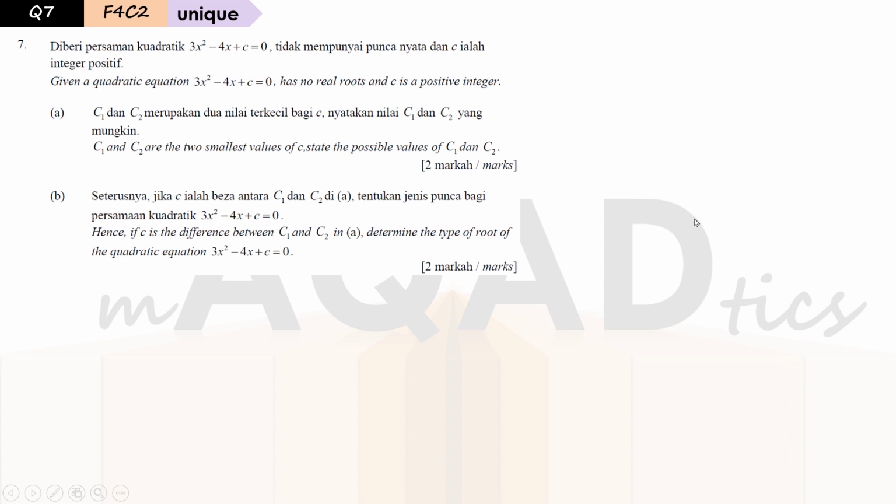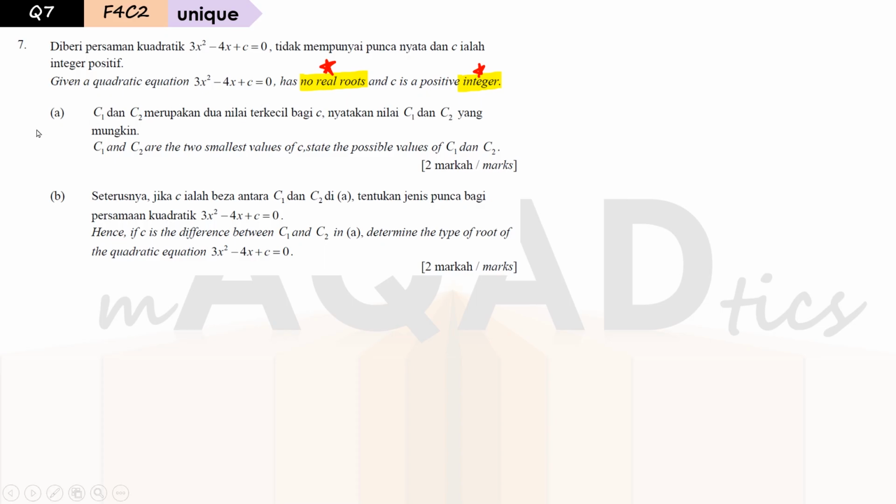Another unique question coming from quadratic functions. Here we have a quadratic equation, which is this one, and it says that it has no real roots. Please take note here. It has no real roots, and the c here is a positive integer, meaning it cannot be a decimal, it cannot be a fraction, it must be a whole number. So whole number meaning 3, 4, 5, and so on. Not 5.5 or 5 over 2.